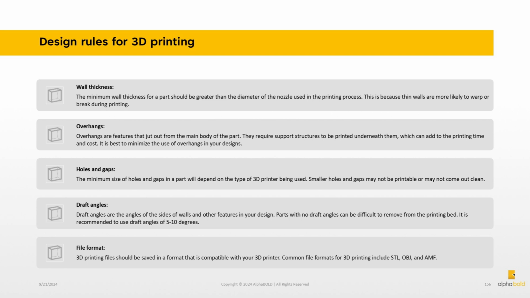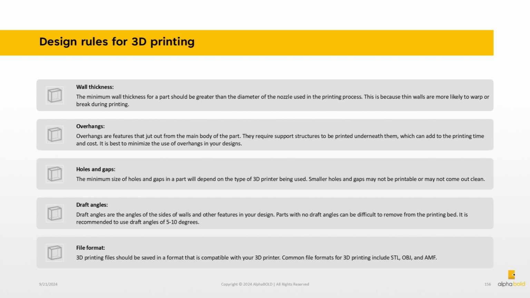Holes and gaps. The minimum size of holes and gaps in a part will depend on the type of 3D printer being used. Smaller holes and gaps may not be printable or may not come out clean. Draft angles. Draft angles are the angles of the sides of walls and other features in your design.